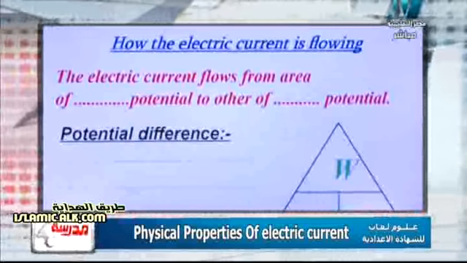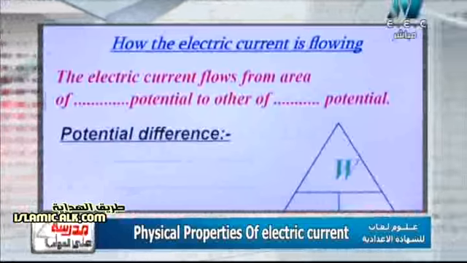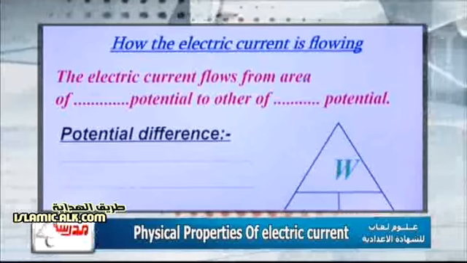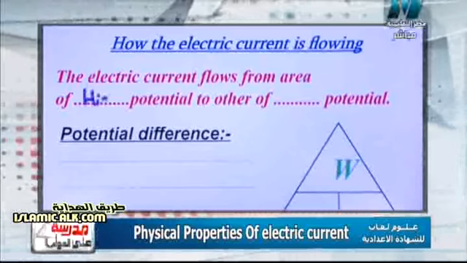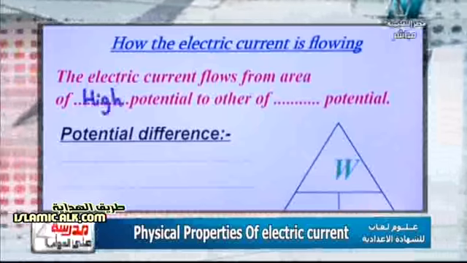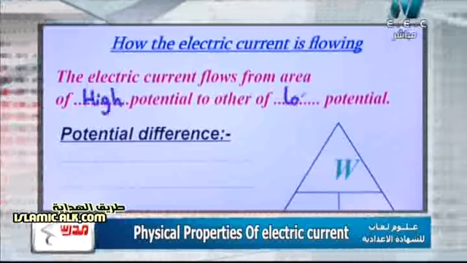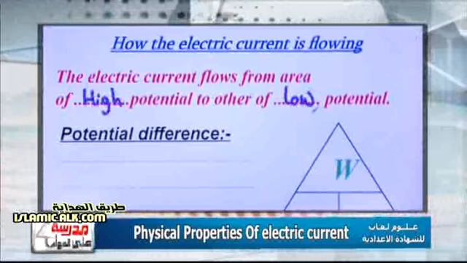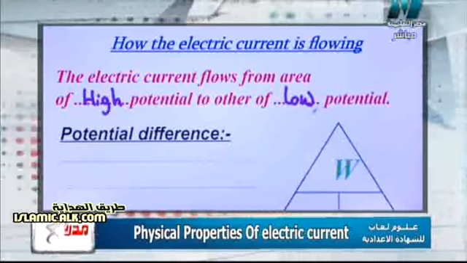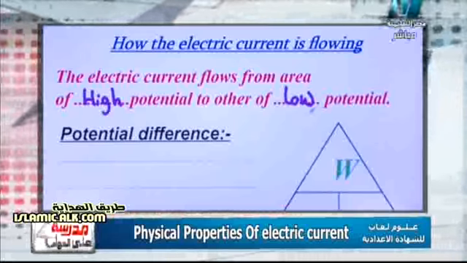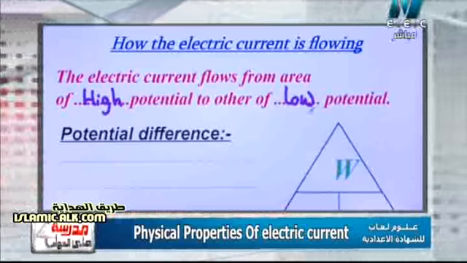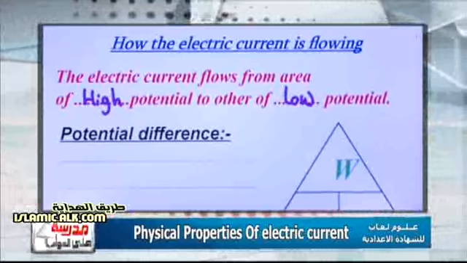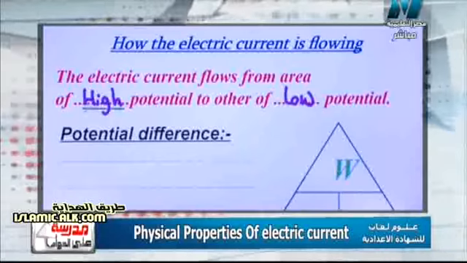بيمشي ازاي؟ طبعا احنا اتفقنا مع بعض, we know now the electric current flows from an area of high potential to another of low potential. يبقى جاي من المكان اللي فيه potential. هنا potential نقدر نعتبرها ضغط، يعني منطقة ضغط عالي, high potential to low potential. Okay, so we have here a potential difference between this area and this area.